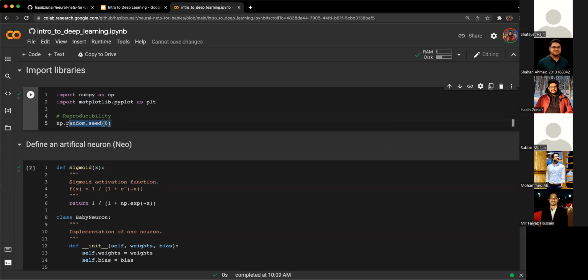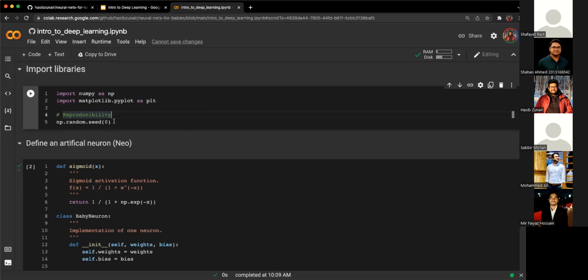So this is just one way of doing that, where you set this seed to a number. I gave it 0, you can give it 2 or 3 or 1, whatever. This just ensures that your randomness is going to be the same. It's not going to be entirely random.